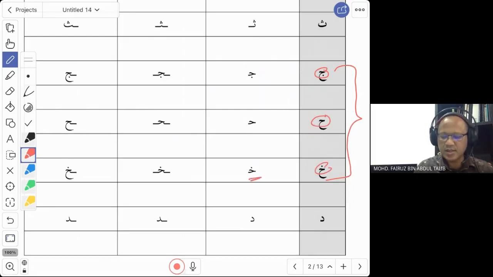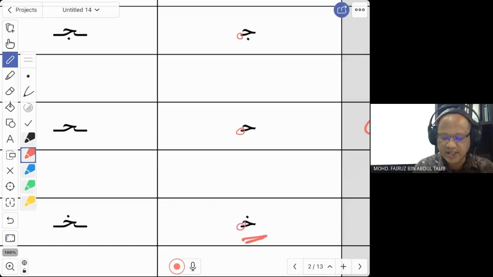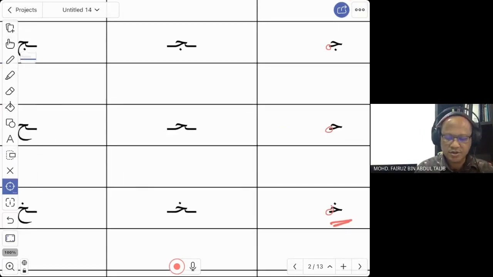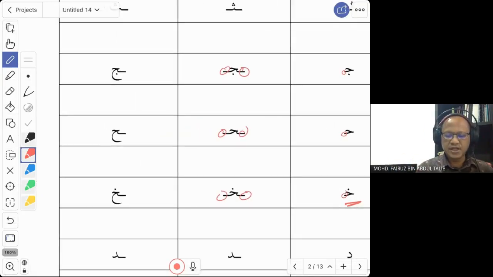Can it be linked? Yes. Okay, you see this part, the dash. So it means that you can link it to the next letter. Okay, so link it to the next letter. Now, in the middle jim, ha or kha, you see the dash from both sides. So it can be linked to the previous and also to the next letter. Okay, so that is for the middle part, middle form.